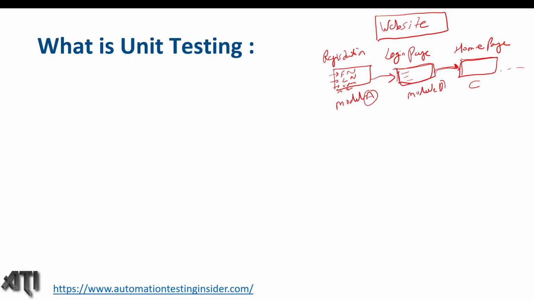So we get some requirement or project from the customer, and we divide it into different modules: module A, module B, module C, and module D. These are the different modules we are developing. The developer will first do the development of the registration page. They will pick up module A and start development of the registration page, doing the coding and everything. Once the development of the registration page is done, they will do the unit testing, some kind of testing at their end. That is nothing but unit testing.